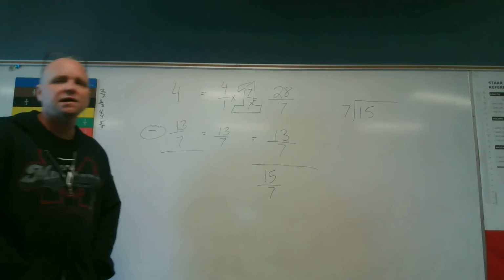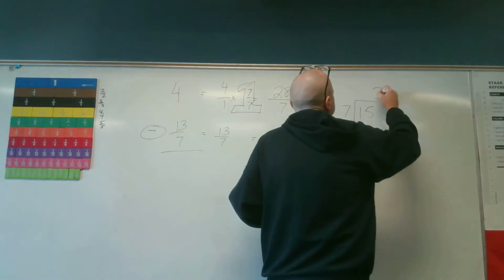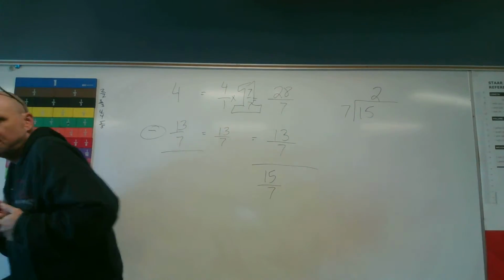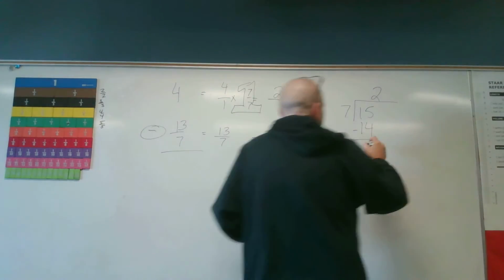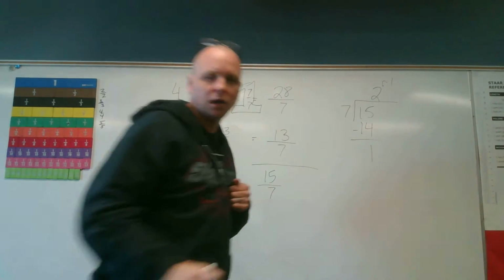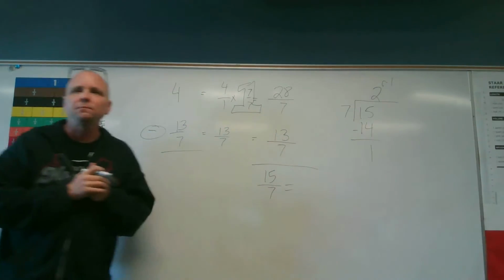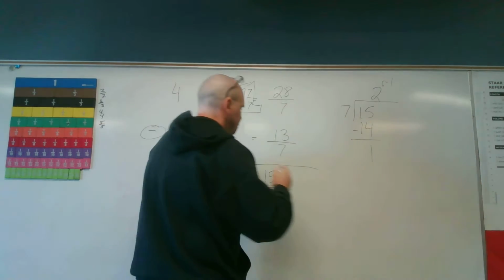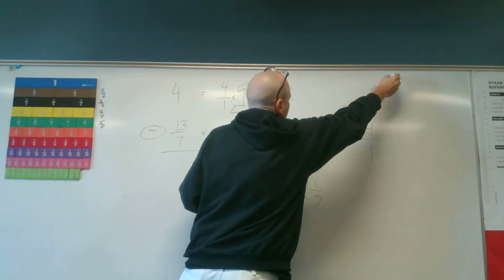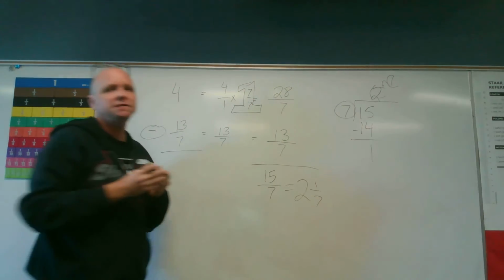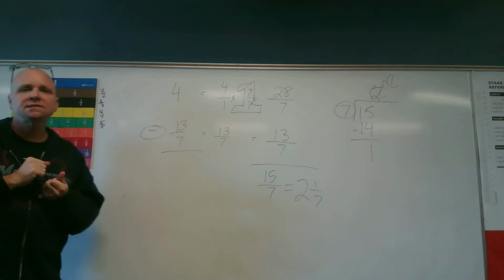Alexis, how many times does 7 go into 15? 2 times. 2 times 7 is? 14. The difference of 15 and 14 is? 1. So I have 2 remainder 1. Zen, how is this written as a mixed number? 2 and 1/7. My whole number is 2, my remainder is my numerator, and the denominator stays the same. 2 and 1/7.